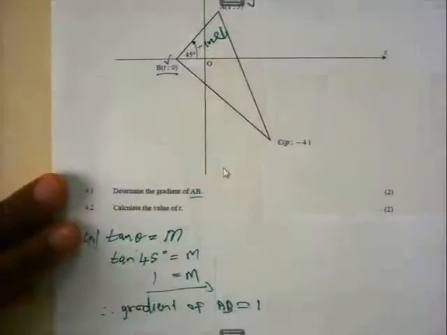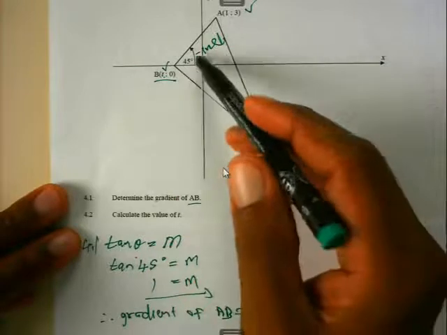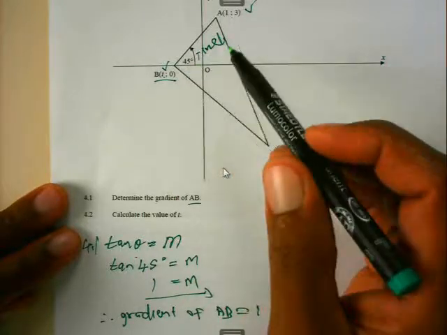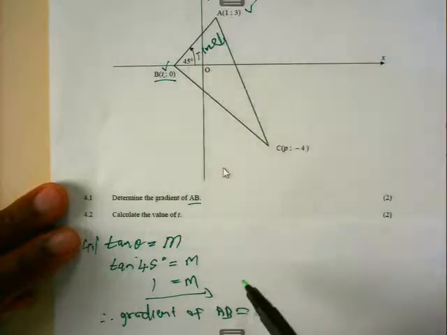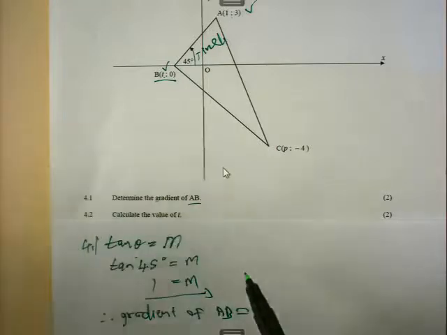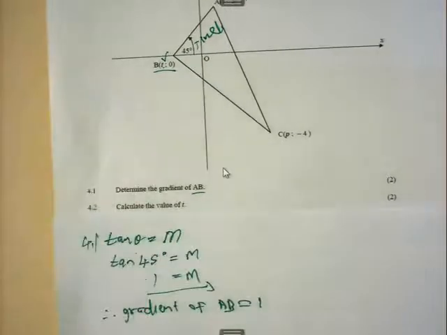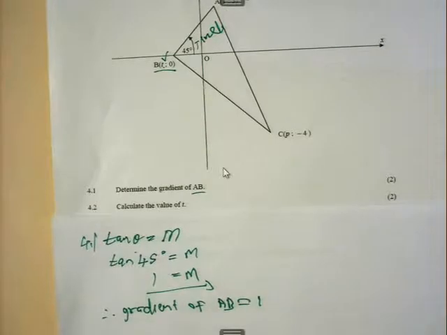Welcome back. Remember now we're busy with the first question where you were supposed to calculate the gradient of AB. We couldn't use the gradient formula there because we don't know the value of t. We had to use the angle of inclination, which is 45. That is where we ended up saying the gradient of AB there is a positive 1. Right, let us now go to 4.2.